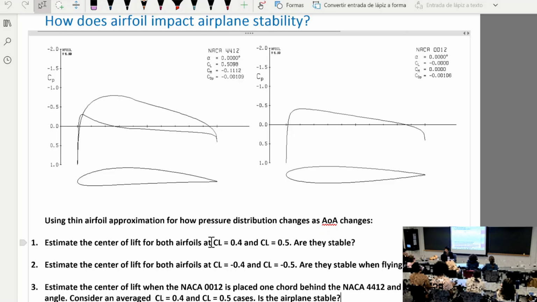The question is whether they are stable: as the lift coefficient goes up, does the center of lift move towards the tail or towards the nose? If it moves towards the tail, it's stable. If the center of lift moves towards the nose, it's unstable. Then estimate both at negative CL. So are they stable when the airplane is flying upside down?